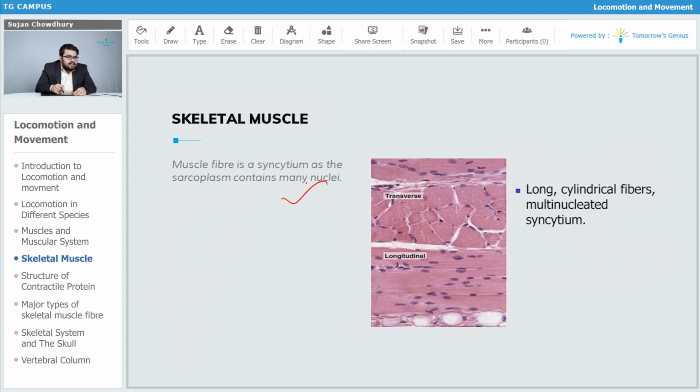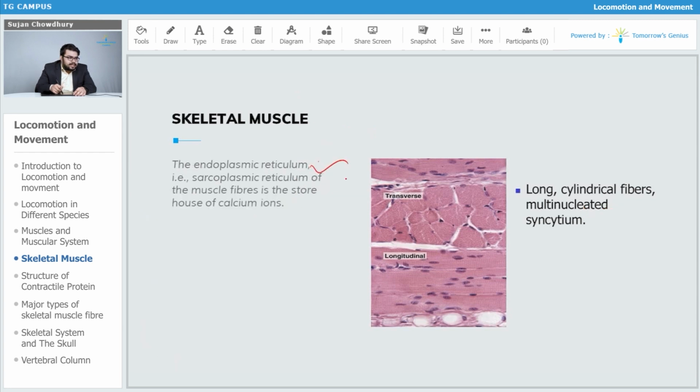The muscle fiber is a syncytium, as the sarcoplasm contains many nuclei. We know syncytium means there are several nuclei. These are long cylindrical fibers with many nuclei. Please remember that we are talking about skeletal muscles here. So skeletal muscle fibers are syncytium because their sarcoplasm, surrounded by sarcolemma, has a large number of nuclei.